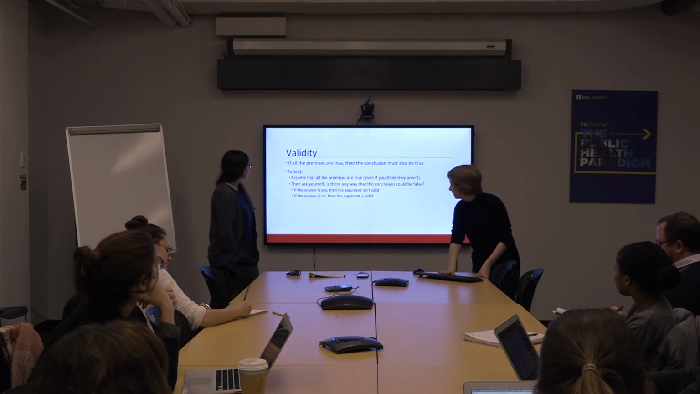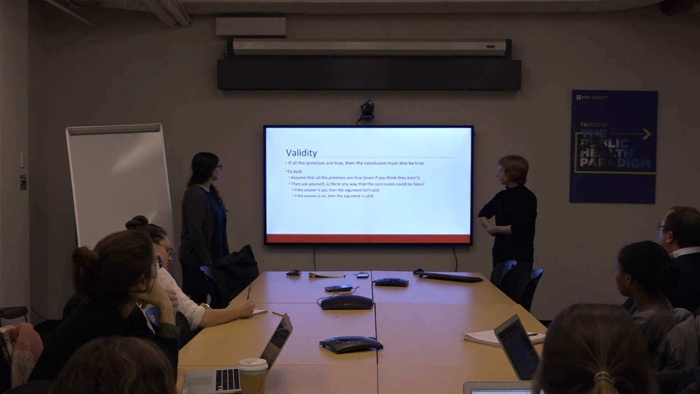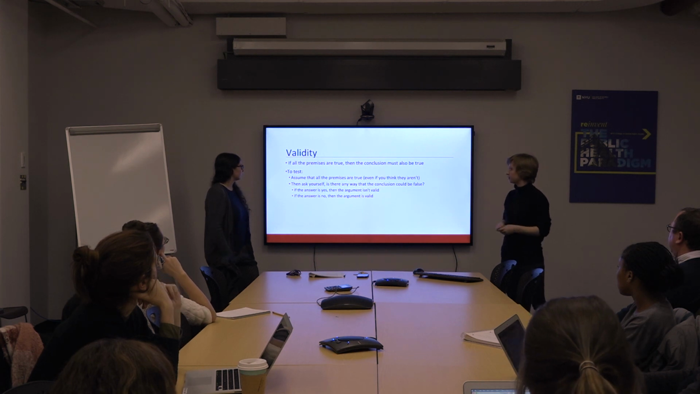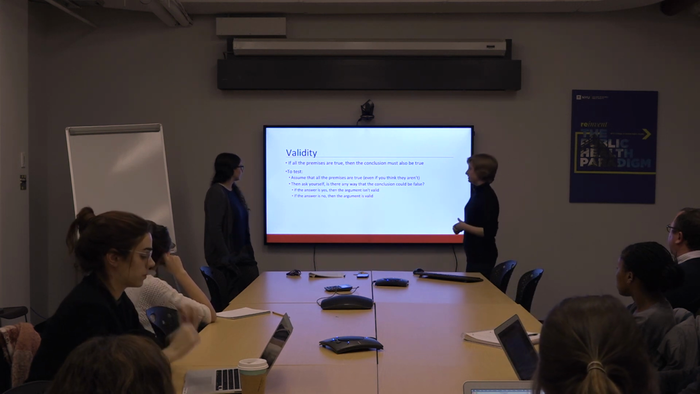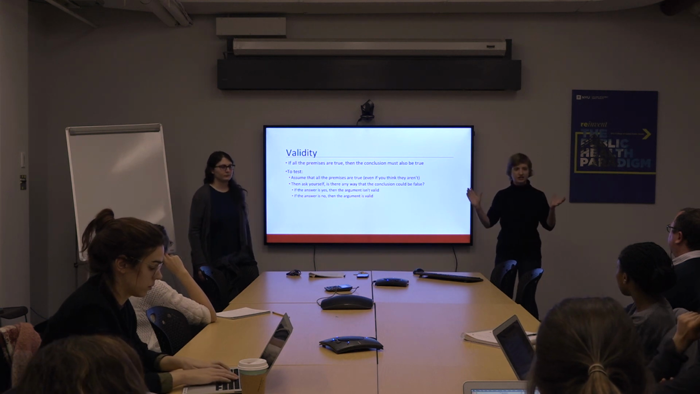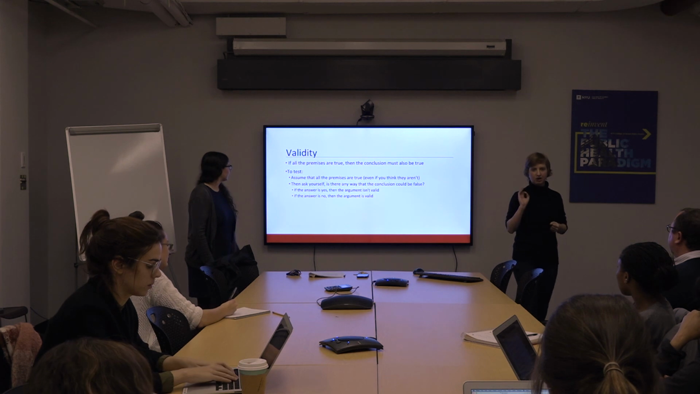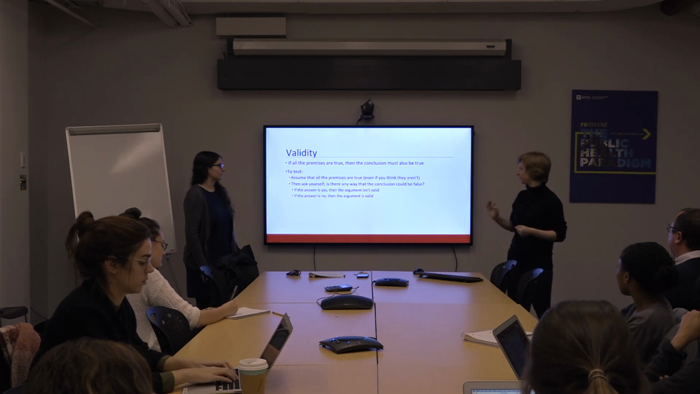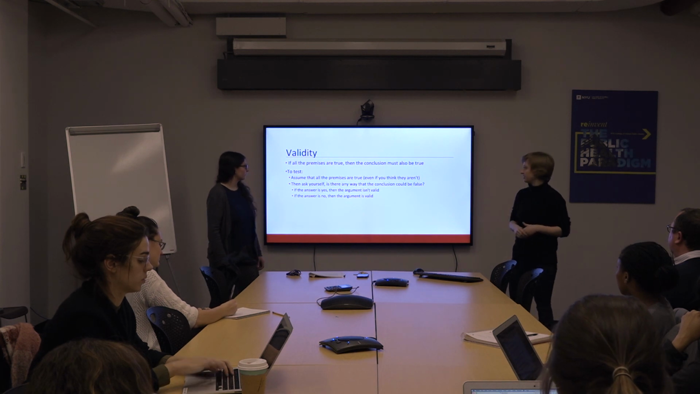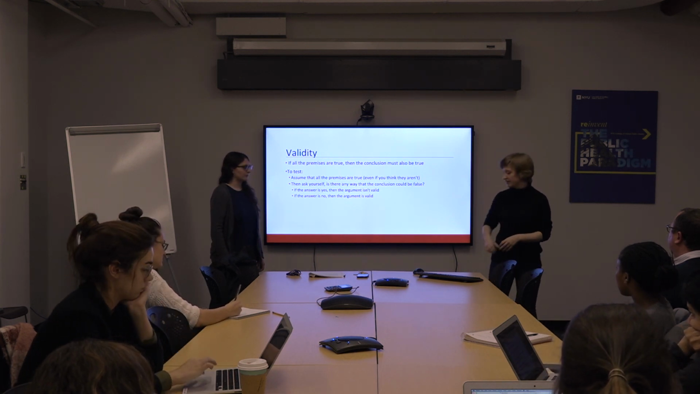So here is a brief elaboration on validity. Once again, if all the premises are true, the conclusion must also be true. So what do you do? You test. You say, I'm going to assume that all of the premises are true. I'm not actually going to figure out whether they are or not. And then I'm going to ask myself, is there any possible way that this conclusion could be false? If the answer is yes, if I can think of a way, then the argument isn't valid. And if the answer is no, then the argument is valid.